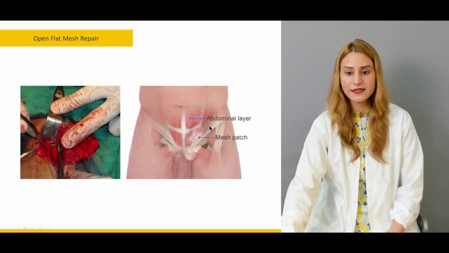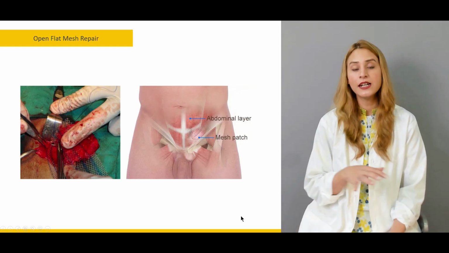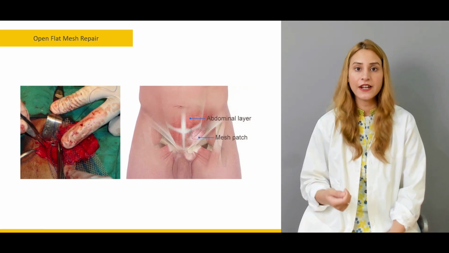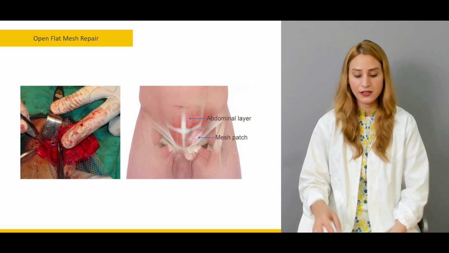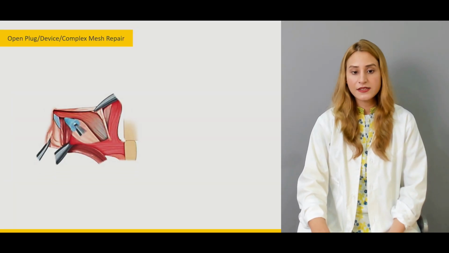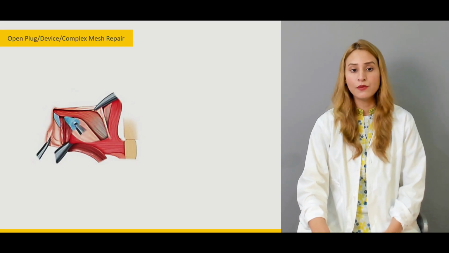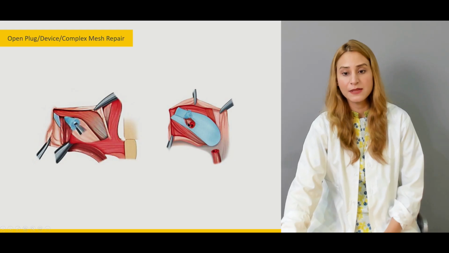You can see here this is the abdominal layer, and you place the mesh over the defect. You close the defect, seal the defect, reduce the contents, put the mesh, and then close the abdomen in layers. Sometimes you have to put open plug devices in a complex mesh repair as well. This was basically the deep inguinal ring.